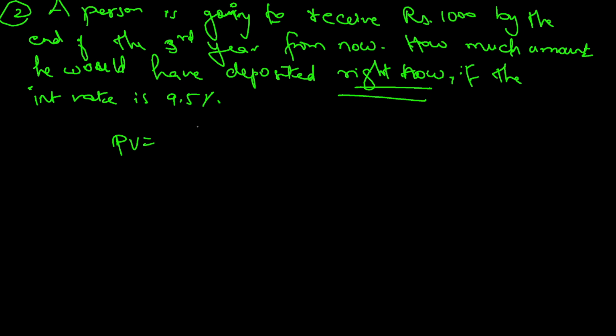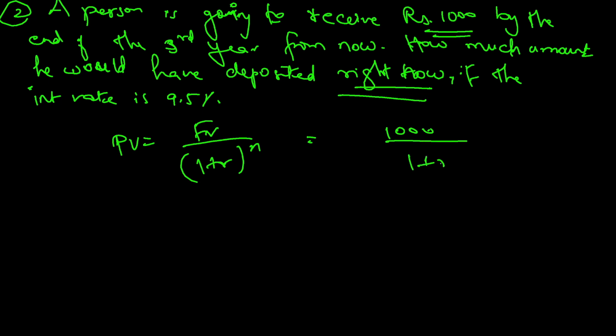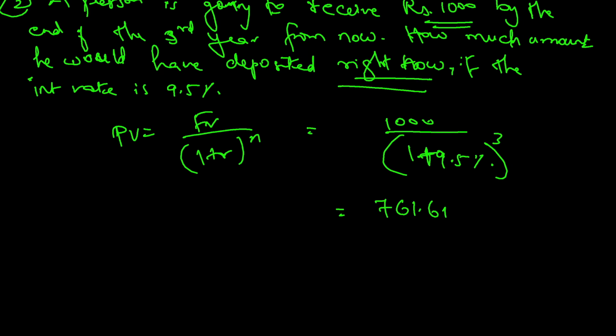So present value is equal to future value divided by (1 plus r) to the power n. Future value is 1000, he is going to receive 1000 by the end of the third year. So 1000 divided by (1 plus 9.5%) to the power 3. When I solve this, I'll get 761.61. Next one.